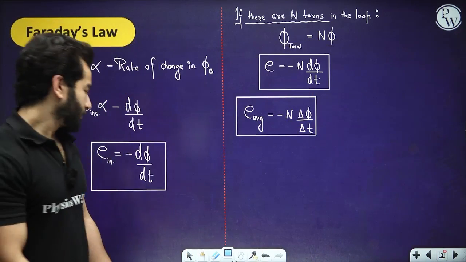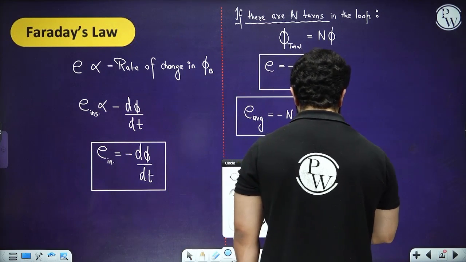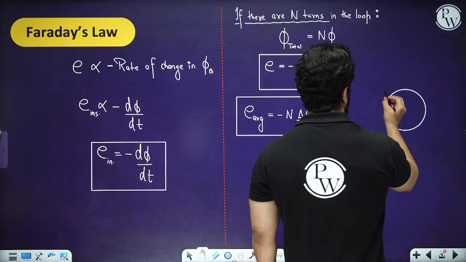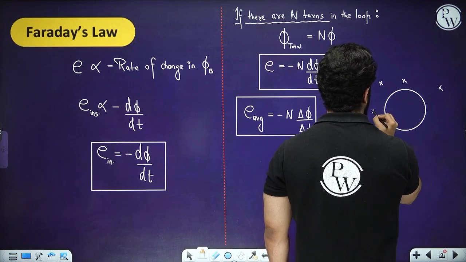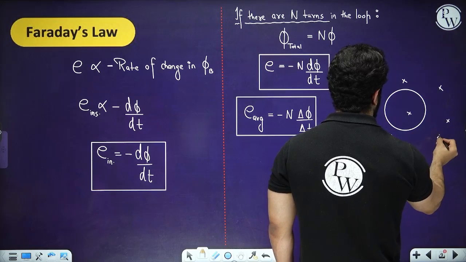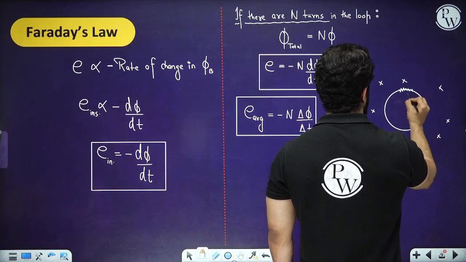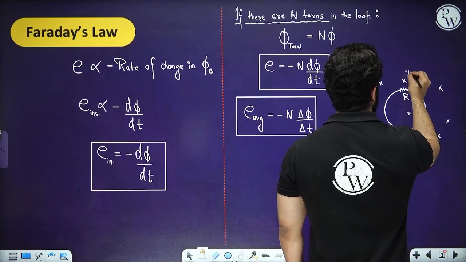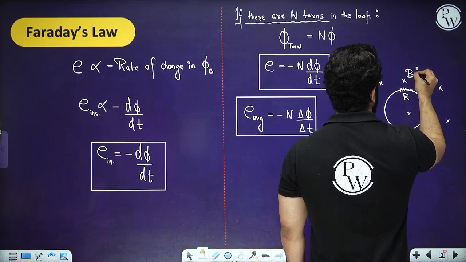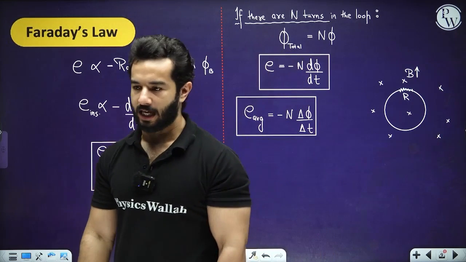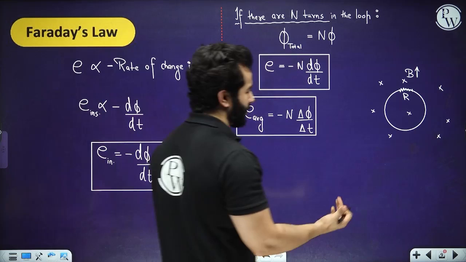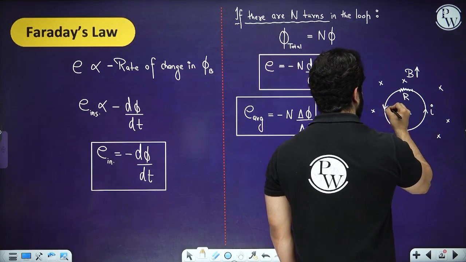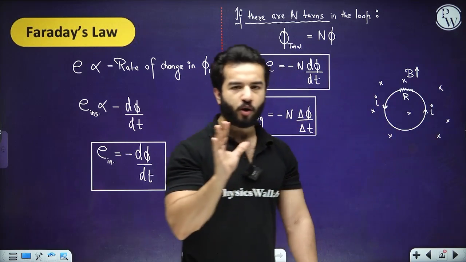So this is just one example: we have a loop over here, and this loop has resistance R, and let's suppose the magnetic field intensity is increasing. It is time dependent, and the magnetic field intensity is increasing with time, right? By the way, I can directly tell you that the direction of induced current will be something like this. I'll explain Lenz's law, but for now, I just want you to go step by step.